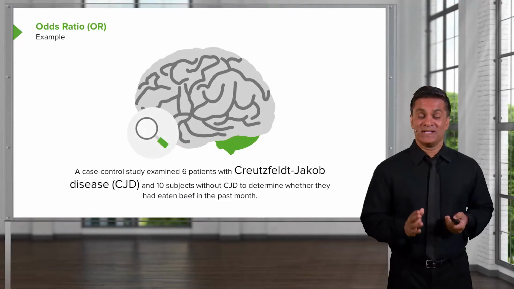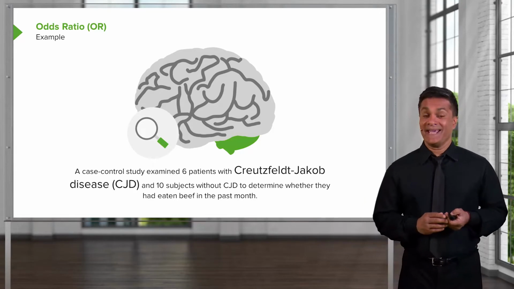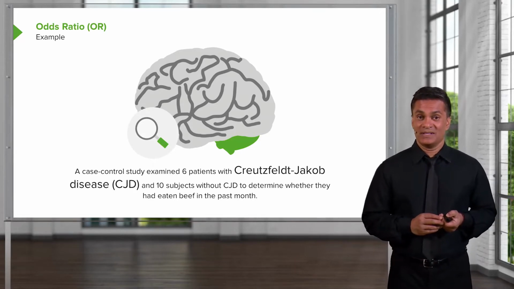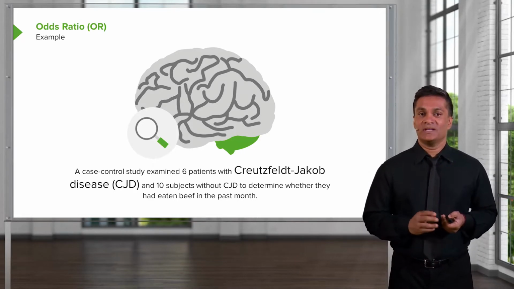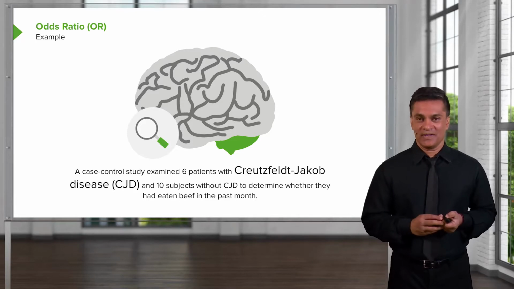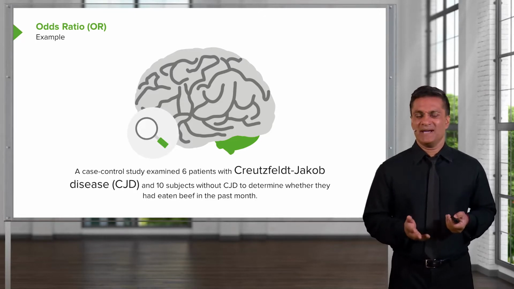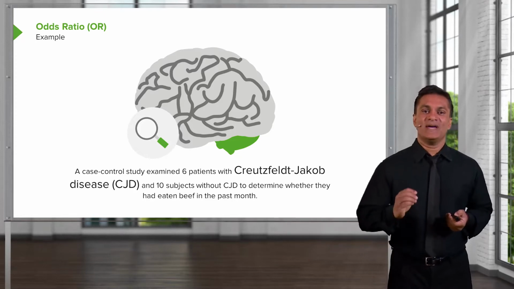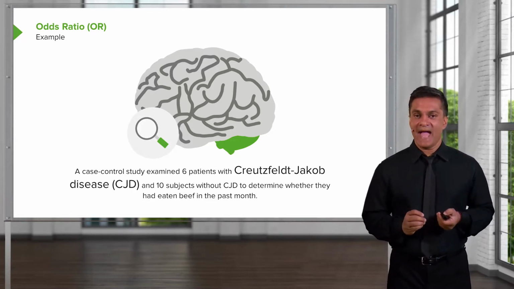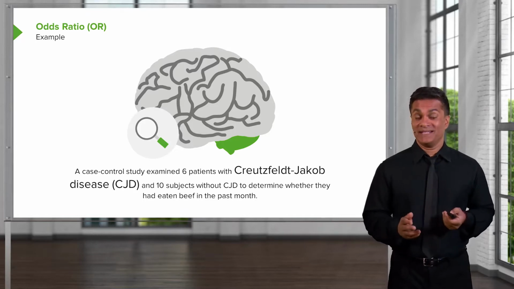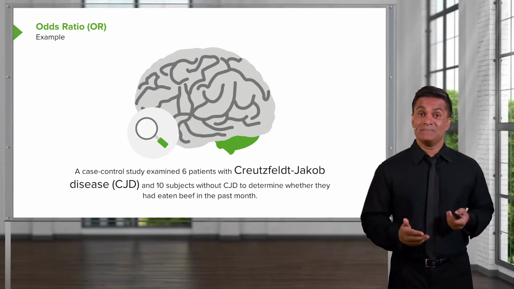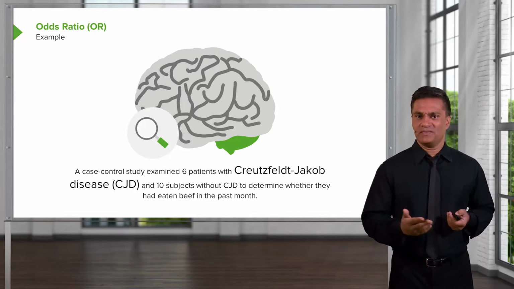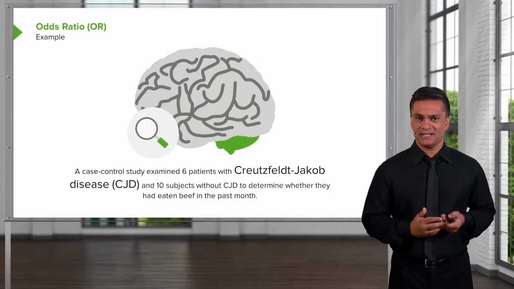Now, let's work through an example. Let's say we have a case control study using 6 patients with Creutzfeldt-Jakob disease. You may know what Creutzfeldt-Jakob disease is. It's a kind of human mad cow disease, really rare. And we have 10 subjects without Creutzfeldt-Jakob disease. And we want to see how much of that disease was likely due to them having eaten beef, because we think that beef is a risk factor for Creutzfeldt-Jakob disease.